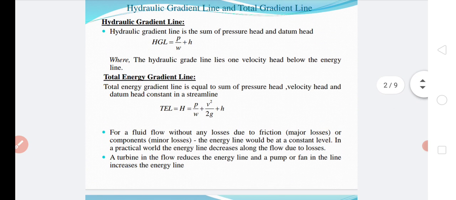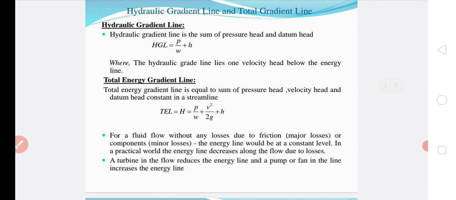For a fluid flow without any losses due to friction or components, that is minor losses, the energy line would be at a constant level. In the practical world, the energy line decreases along the flow due to losses.